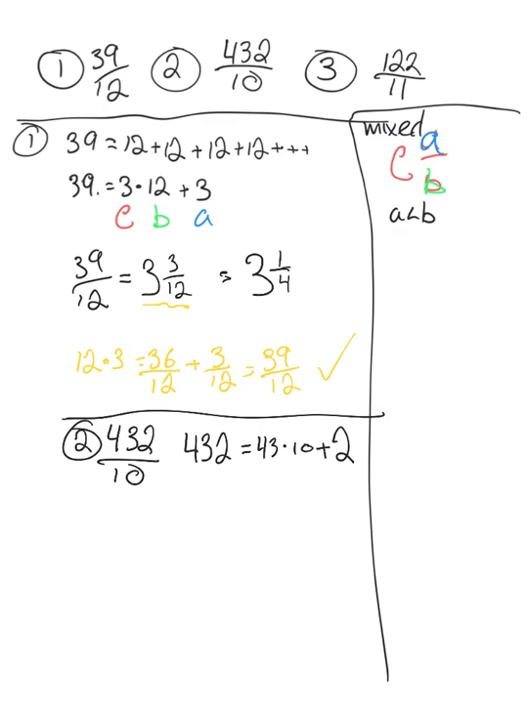So if we look at our color code, C, A, B, we can write 432 over 10 equals 43 2/10. Sorry. Which would equal 43 1/5.